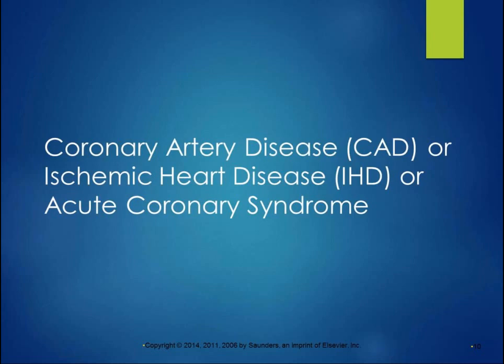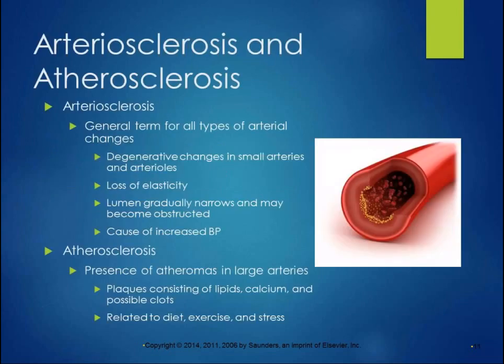So we're going to start talking about disorders, coronary artery disease, and acute coronary syndromes, sometimes they're called. So coronary artery disease includes angina pectoris, or temporary cardiac ischemia, and myocardial infarction, or heart attack. So when we talk about coronary artery disease, all of those are included.